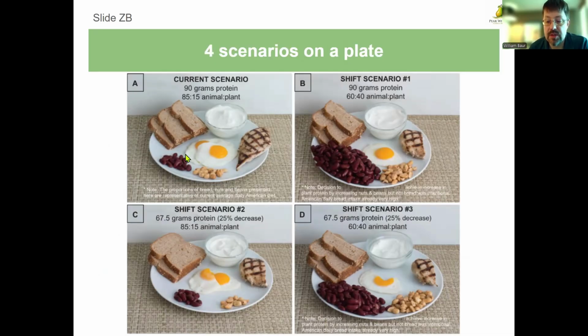Scenario A represents the current American diet. Scenario B shifts the diet to be more plant protein based. Scenario C has us decreasing the amount of protein, but keeping the animal to plant ratio the same. And then scenario D has us reducing the total amount of protein and having more of it come from plant sources.